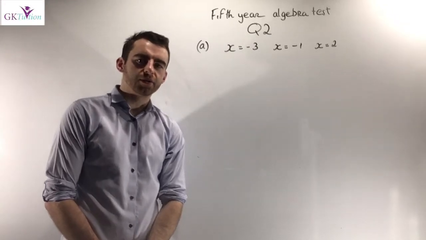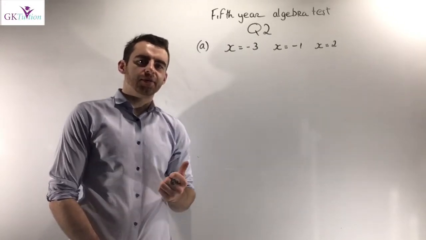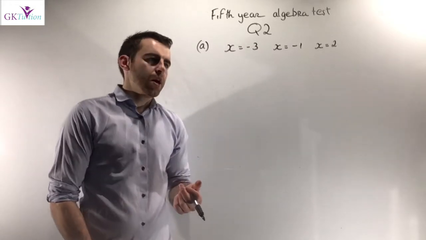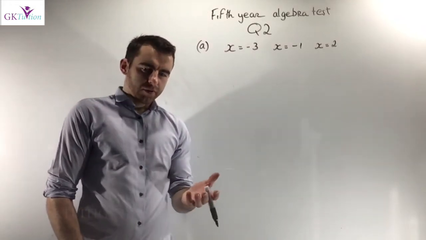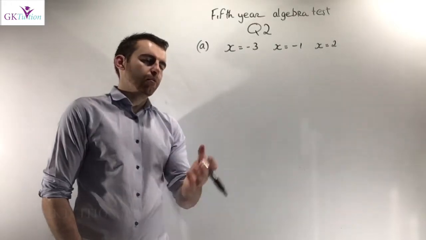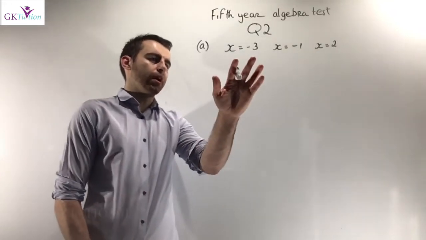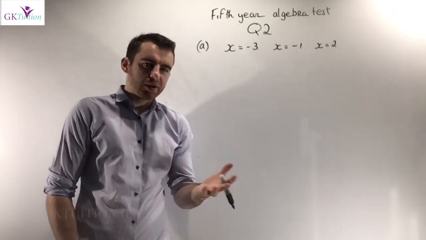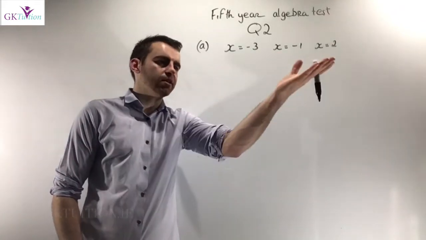In the second question here, there were 3 parts to it. 10 marks for the first bit, 10 marks for the second bit, and 5 marks for the third bit. In the first bit, we've been given a diagram of a cubic f of x, and we've been told that the roots of the cubic are x equals -3, x equals -1, and x equals 2. It's also clear to see from the actual diagram that these are the 3 roots.